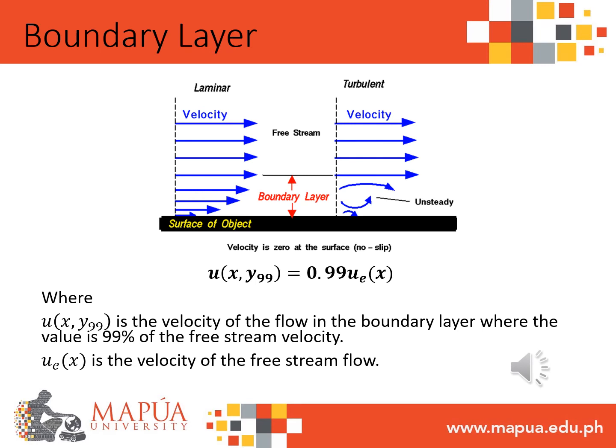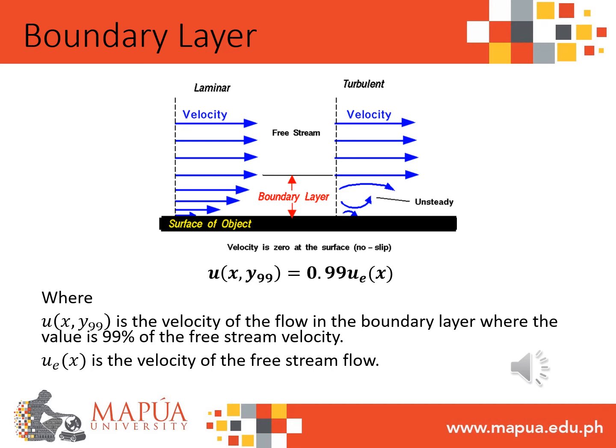Now I will be discussing the boundary layer. The difference between the boundary layer and the free stream flow is that in the boundary layer, the effect of viscosity is more significant because the flow of the fluid near the surface imposes a frictional resistance. As you can see in the figure, as the flow gets near the surface of the object, the velocity of the flow decreases. At the surface, the velocity becomes zero. This condition is called the no-slip condition.